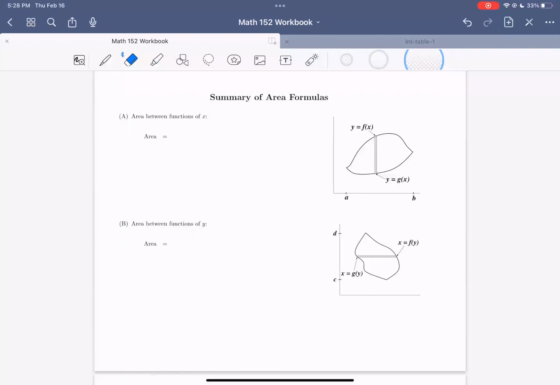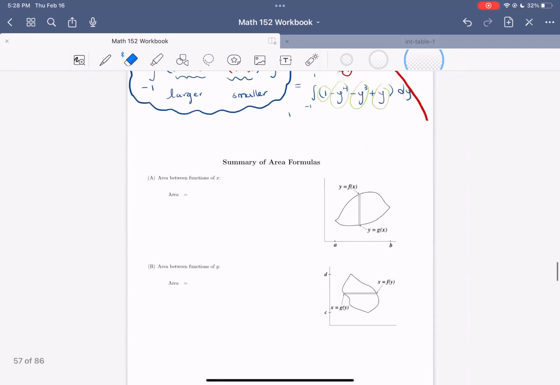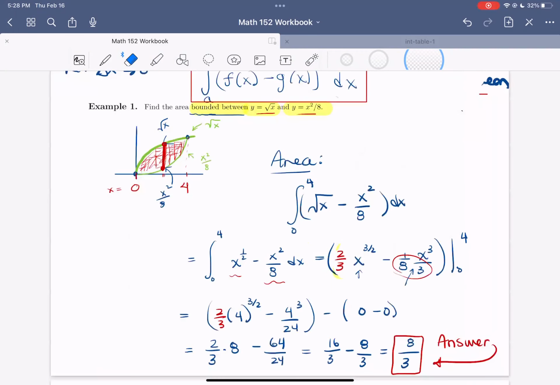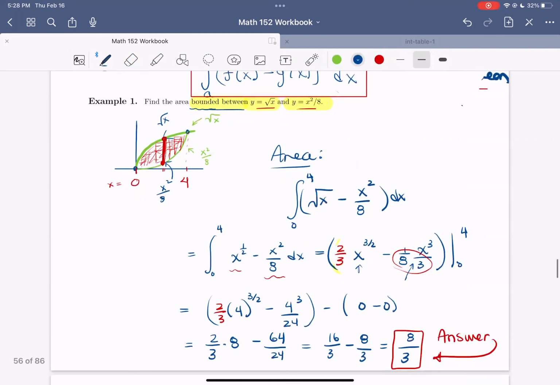Hello, everyone. In this final video for section 6.1, we're going to look at the two area formulas that we saw in this section. Recall the two examples that we saw, which looked at computing areas between curves. In example 1, the two curves that we looked at were defined as functions of x. So x was the input, y was the output, and we integrated along the x-axis.